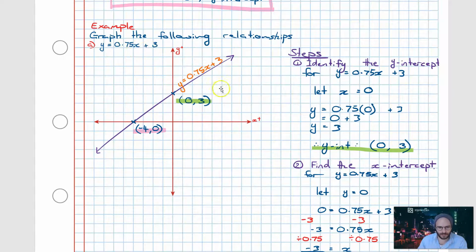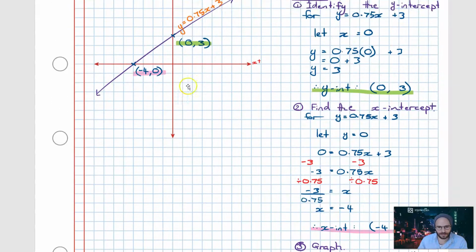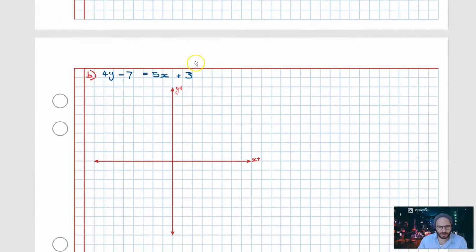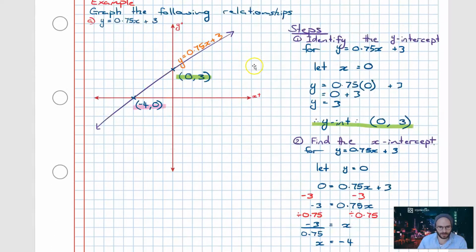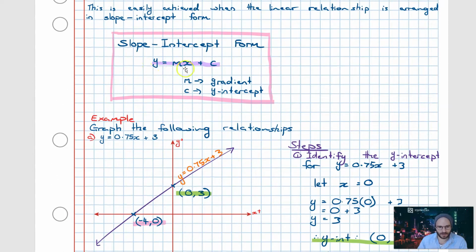So now that A is out of the way, let's have a look at something a little bit trickier. Let's have a look at B over here. With B, we've got 4y minus 7 equals 5x plus 3. Now what you're going to notice at first is that this relationship is not in slope-intercept form. Slope-intercept form is always y equals mx plus c.